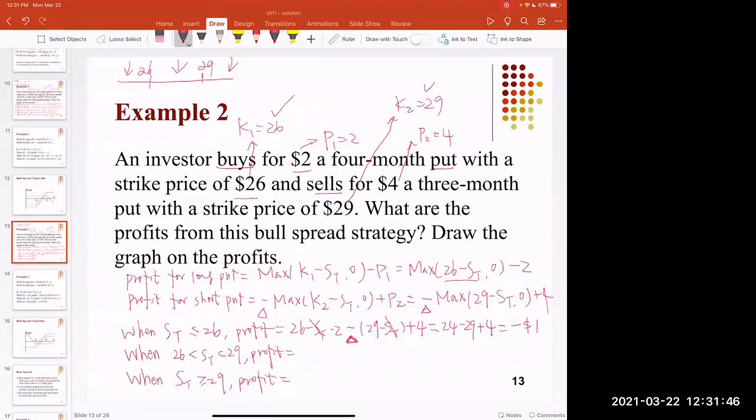If the stock price is between 26 and 29, then 26 minus ST would be a negative value, because ST is greater than 26, so we're going to take 0. For the second case, the -2, and then, because ST is less than 29, 29 minus ST is still positive, right? So we're going to keep that, and the +4. So what is the answer for case 2?